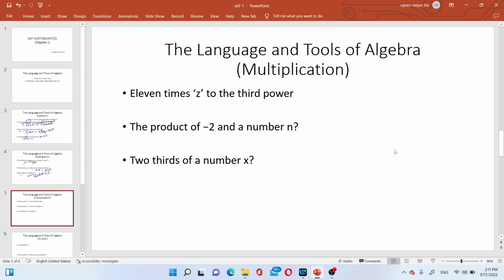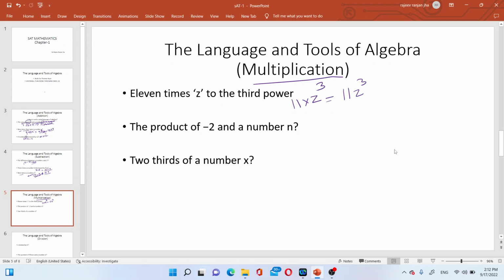So now friends, this is for the multiplication. So what is the first statement? We have to put an algebraic expression for all the statements. 11 times z to the third power. First you write z to the third power. Then what it is saying, 11 times means it is 11 multiplied. Multiplication. 11 multiplied by z to the power of 3. So you can write it as 11z to the power of 3 also.